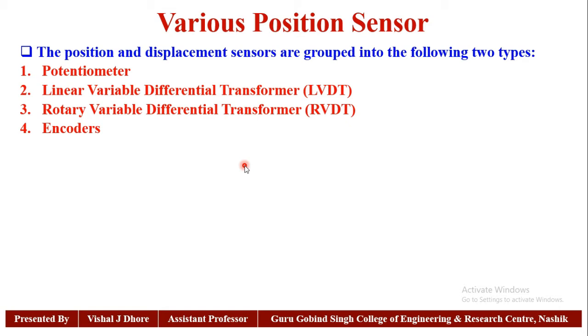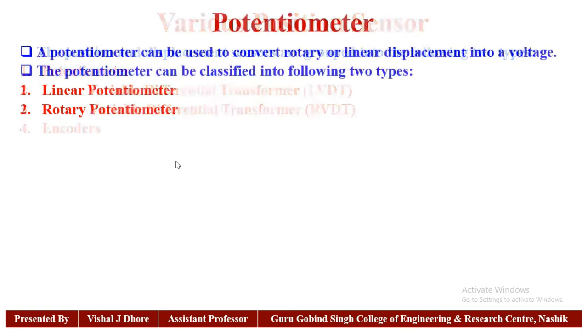Now, the various position sensors are broadly classified into types. These are the potentiometer, LVDT, and encoders. We mention here the potentiometer, the linear variable differential transformer, which we call LVDT, then the rotary variable differential transformer, which we call RVDT, and the last one is encoders. In today's session we only discuss the potentiometer. So let us start the topic, the potentiometer.